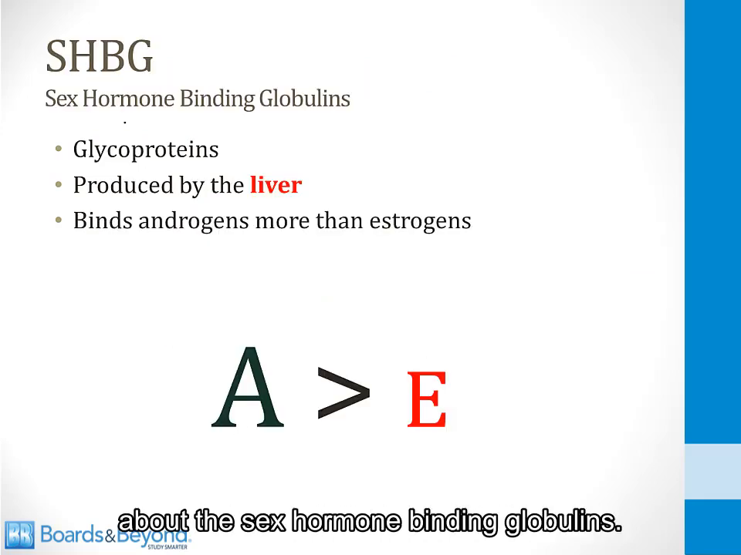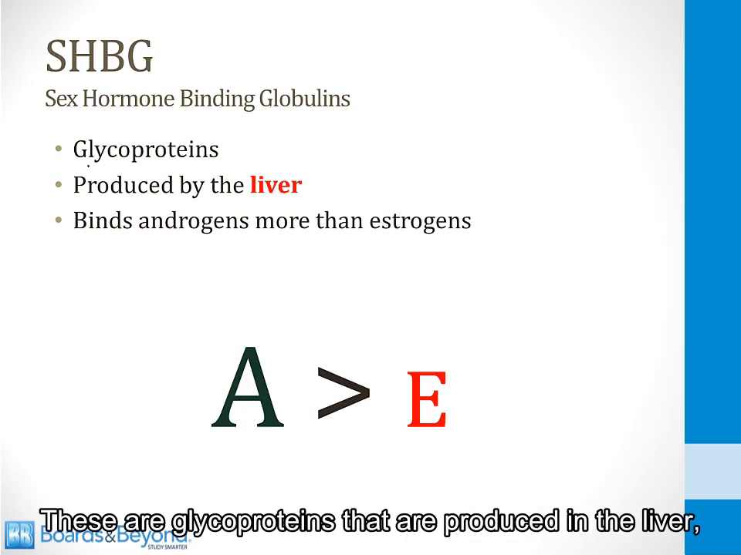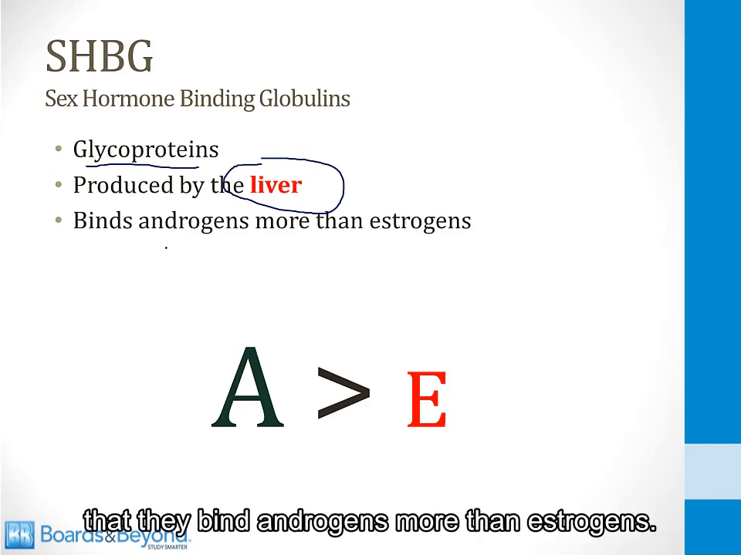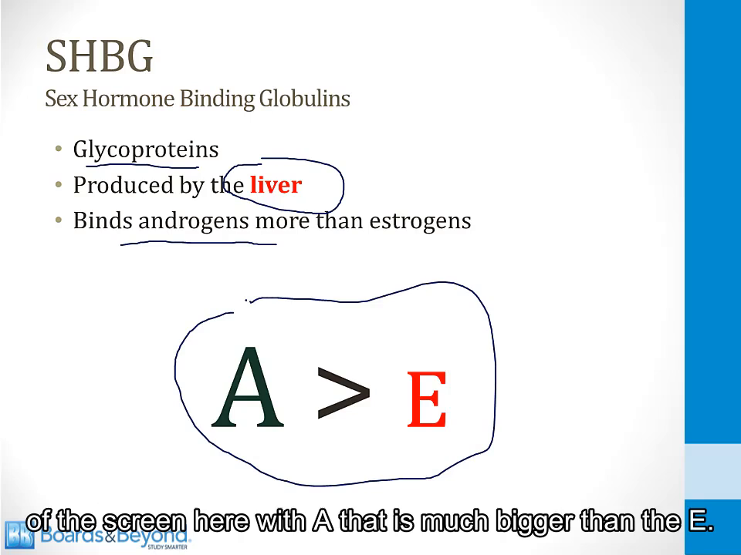Let's talk in more detail about the sex hormone binding globulins. These are glycoproteins that are produced in the liver, and they bind both androgens and estrogens, but it's very high yield to remember that they bind androgens more than estrogens, and I've shown this at the bottom side of the screen here with the A that is much bigger than the E.